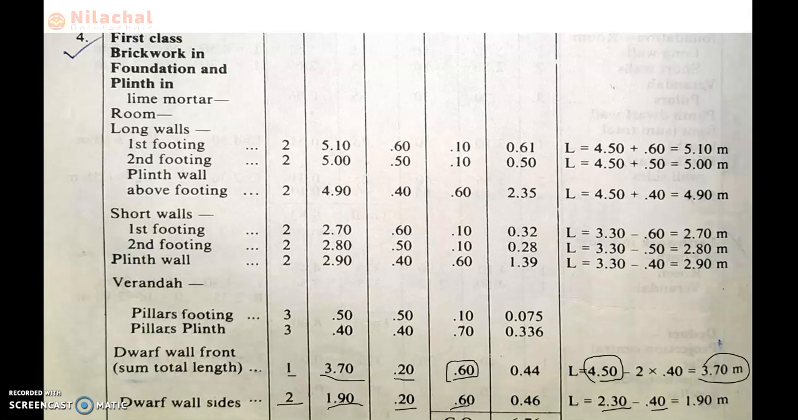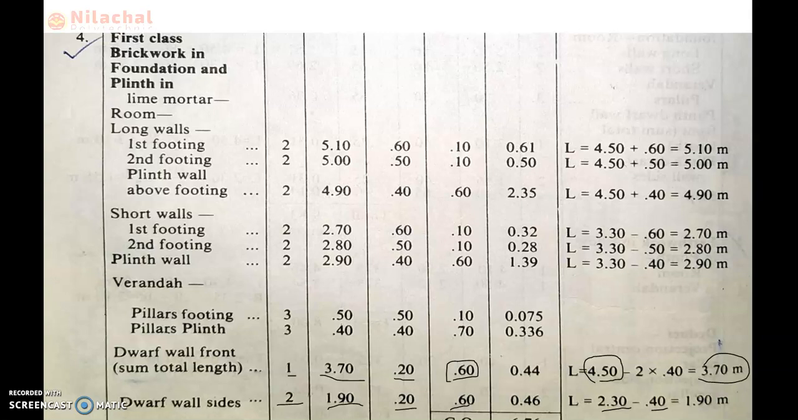Then pillar footing 3 into 0.50 into 0.50 into 0.10, it is equal to 0.075. Then pillar plinth 3 into 0.40 into 0.40 into 0.70, it is equal to 0.336. Then rough front 1 into 3.70 into 0.20 into 0.60, it is equal to 0.44. Then rough side 2 into 1.90 into 0.20 into 0.60, it is equal to 0.46. The total value of brickwork is equal to 6.76 meter cube.